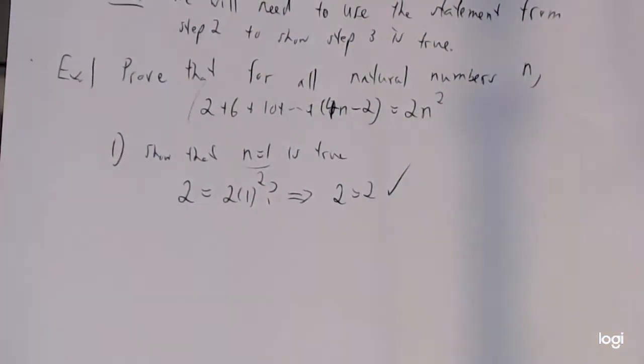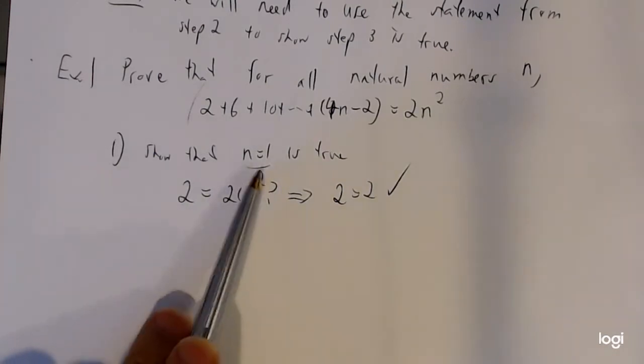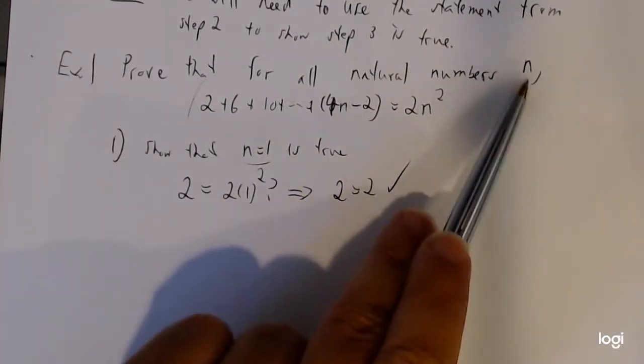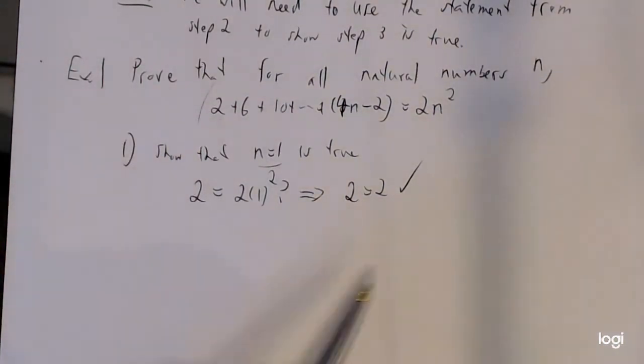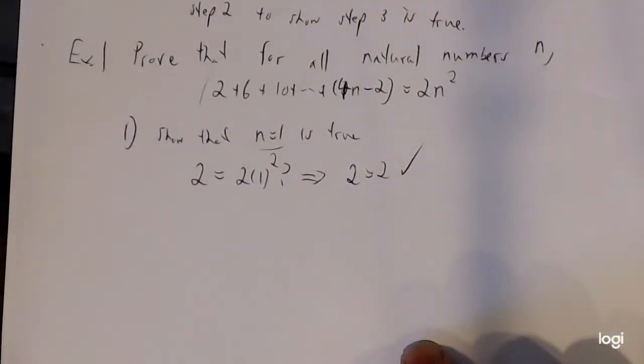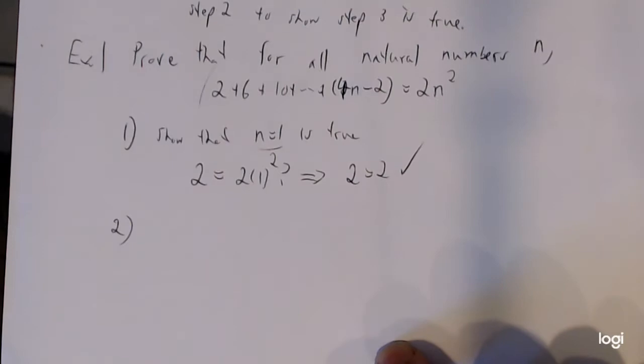So notice how the first step is probably the easiest step, because the first couple steps are very straightforward. In the first step, you're just checking, when I use the first value of my domain, which in this case, if we're talking about natural numbers, is n equals 1, does it work for that? Now, the second case is a statement.